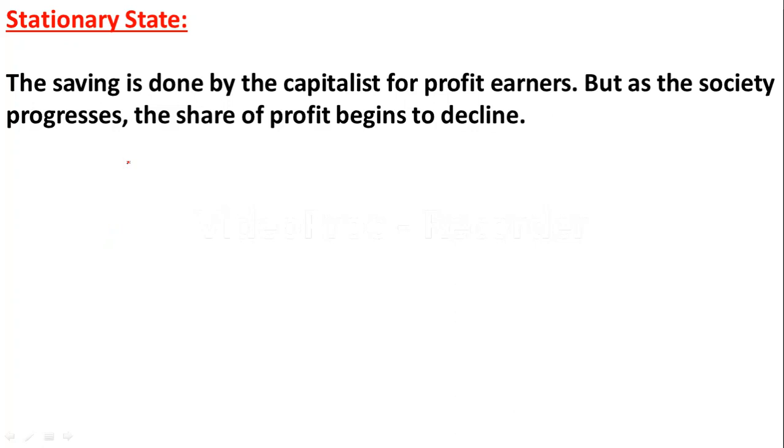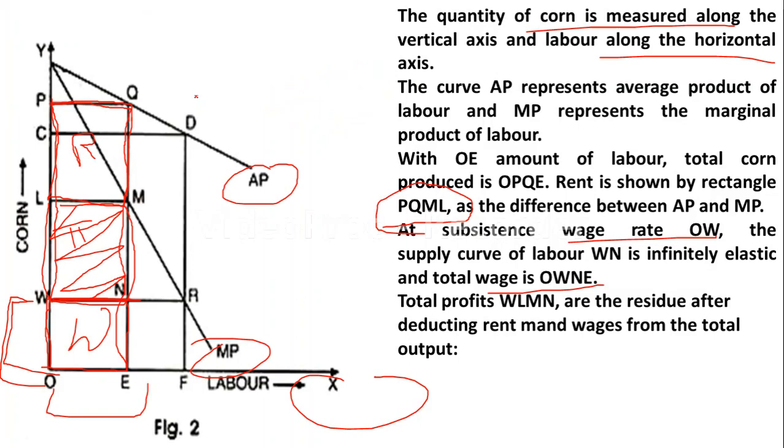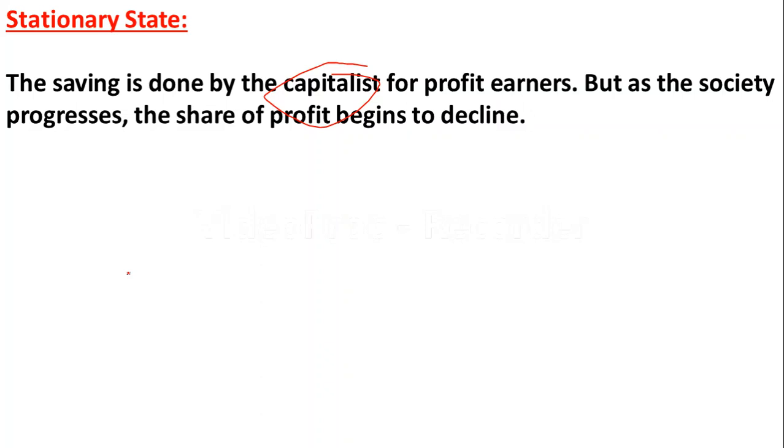Then again the country will reach the stationary state. The saving is done by the capitalists. Capitalists are going to save more and more income because they earn the profit here, and this profit will be saved. So when they save this profit, again they are going to invest, but as the society progresses, the share of profit begins to decline. So again this will not continue. Once the country has progressed, again the profit is going to decline in the economy.